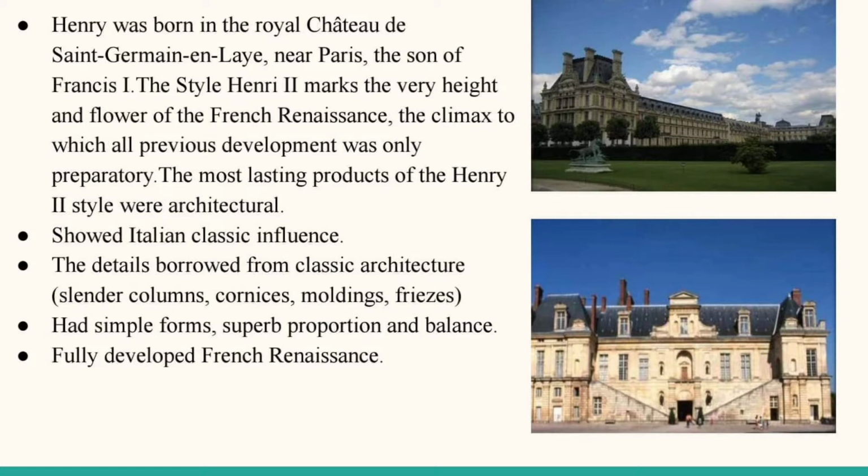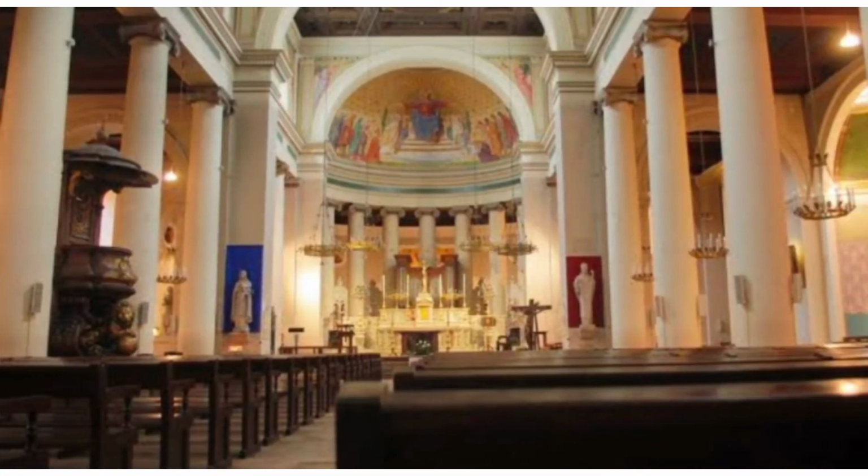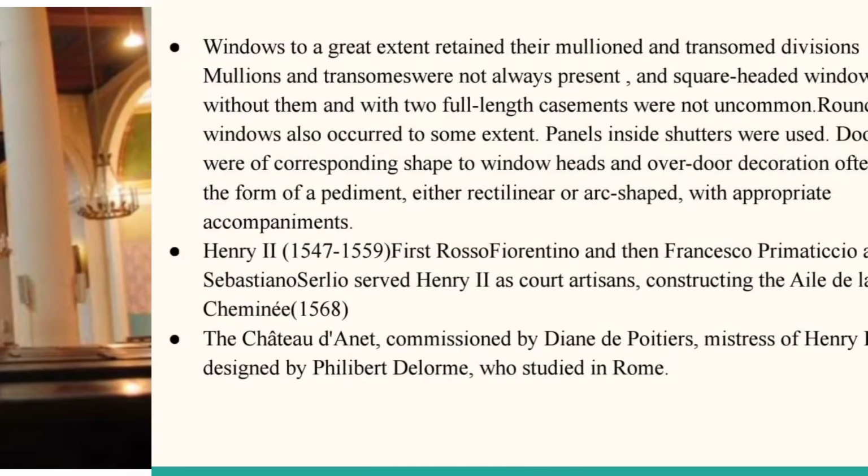The most lasting products of Henry II's style were architectural, and he showed Italian classic influence and borrowed detail from classic architecture, that is, slender columns, cornices, moldings, friezes. Had simple forms, superb proportion, and balance.